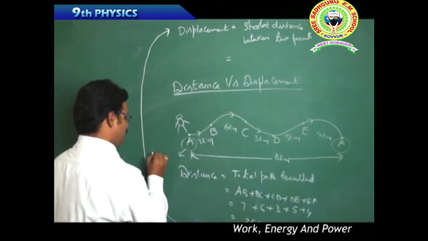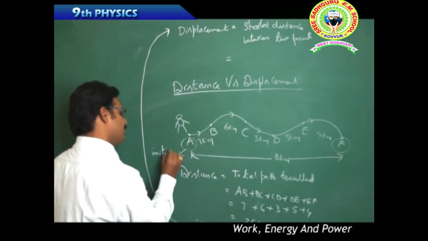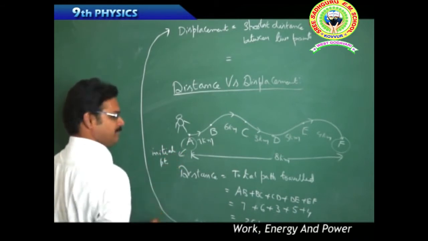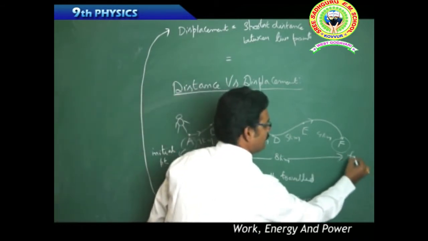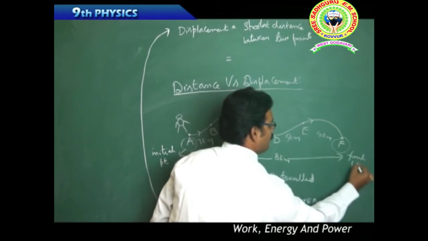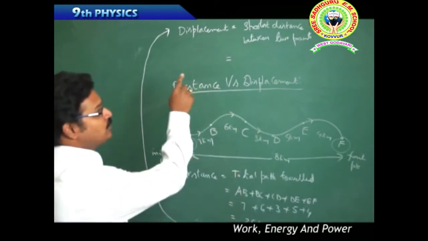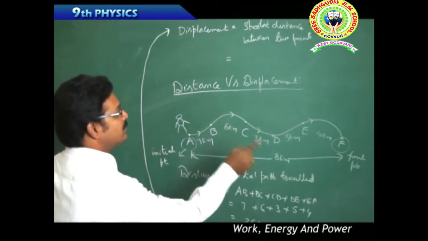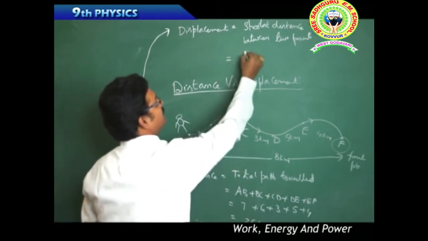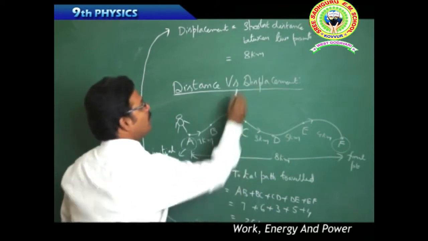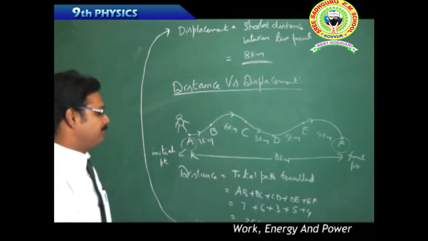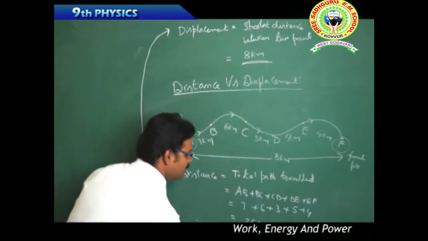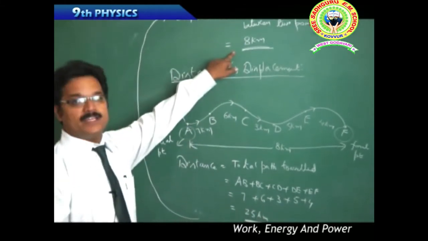A is called the initial point. F is called the final point. So shortest distance between 2 points means initial point and final point, shortest distance, and the answer is 8 kilometers. Now if you observe the two answers, distance is 25 kilometers, displacement is 8 kilometers.